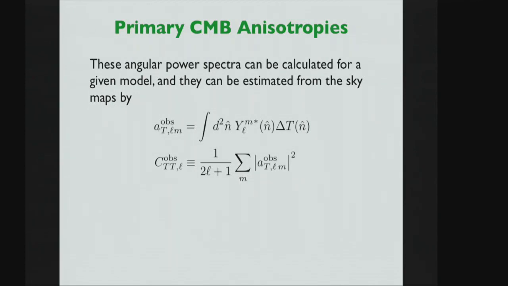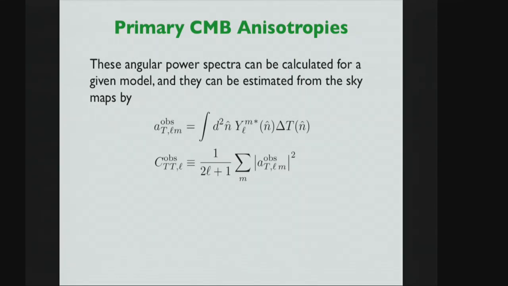You take the map. We'll see it in more detail in the next lecture, but you take the map, and you decompose it, you compute the ALMs, and then this is somewhat schematic. This is only true if you had a full sky map, but if you have a full sky map, you just take these numbers, take the absolute value squared and average it over M, and this is an estimator for the angular power spectrum, for the observed angular power spectrum.